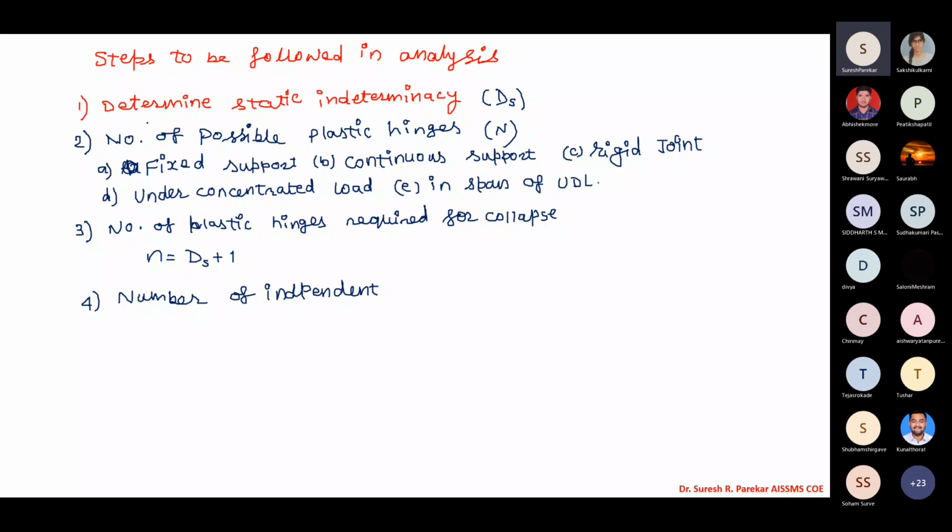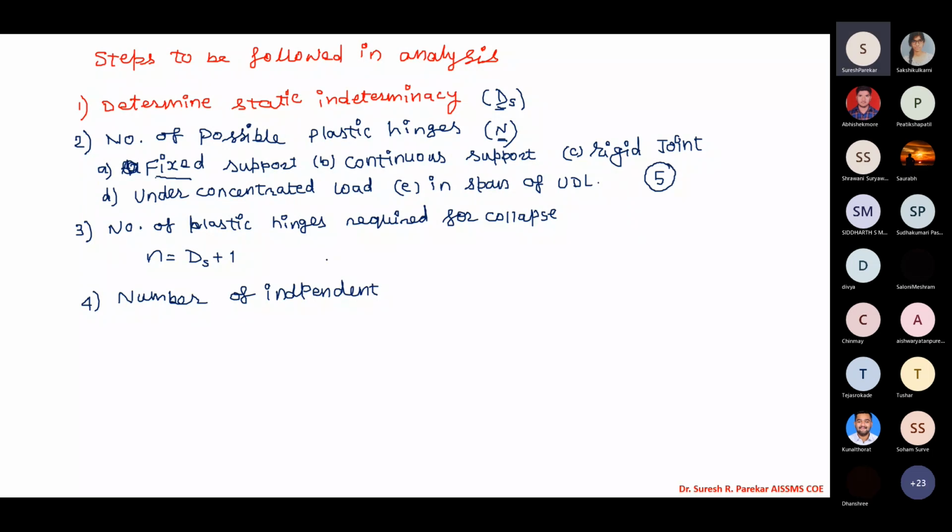First we have determine static indeterminacy, DS. Then we have number of possible plastic hinges denoted by capital N. So hinges may form at fixed support first, second continuous support, third rigid joint, fourth under concentrated load, and in UDL in span of UDL. So these are the 5 places where plastic hinges form.